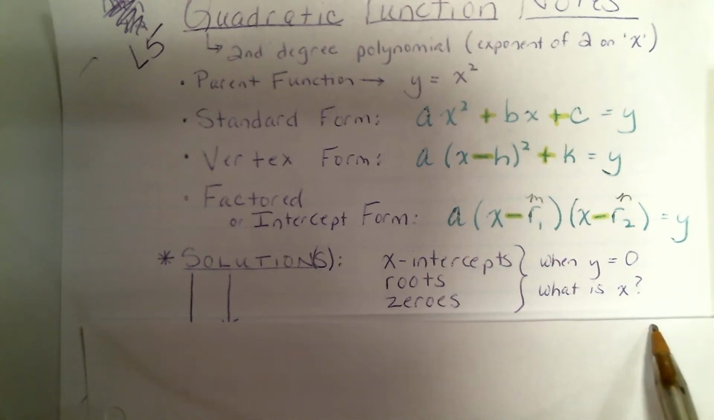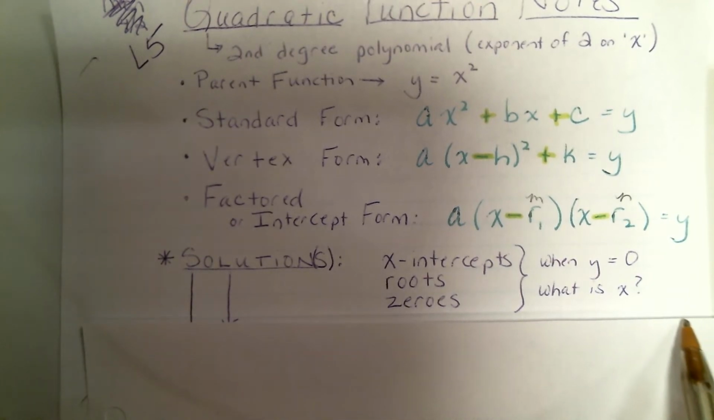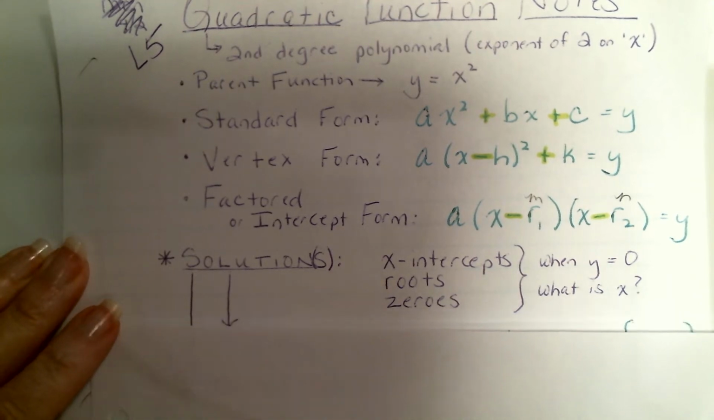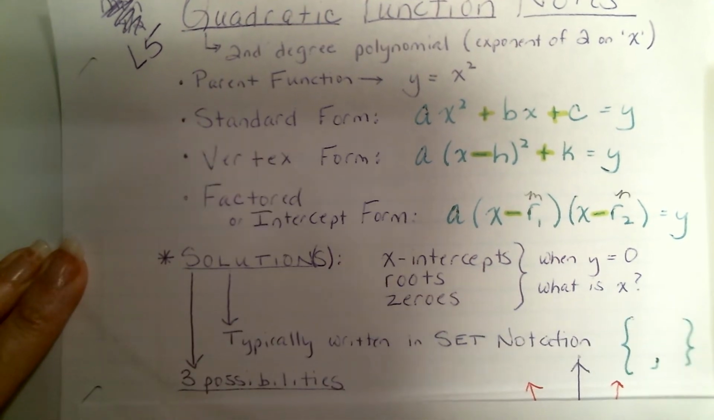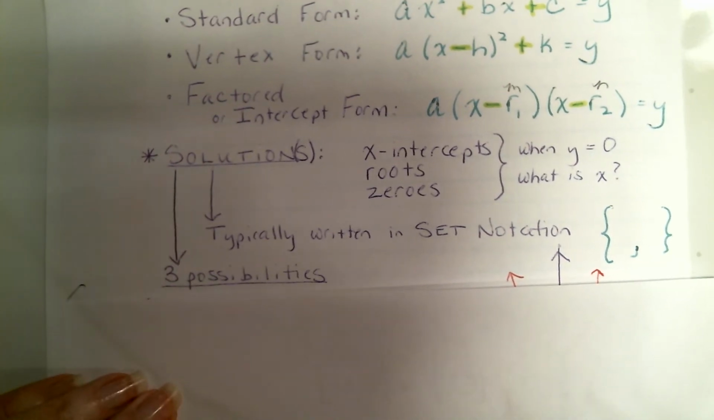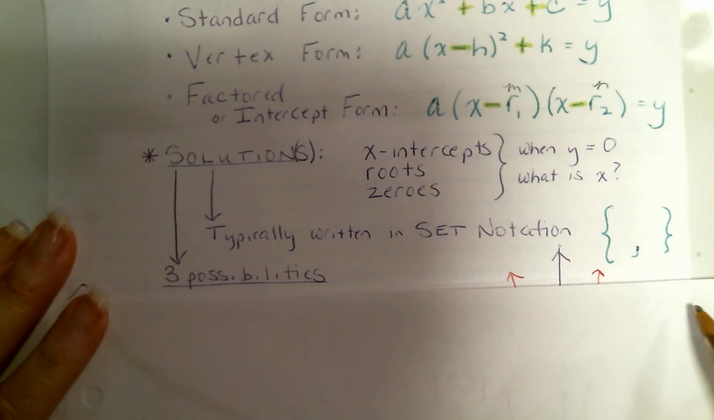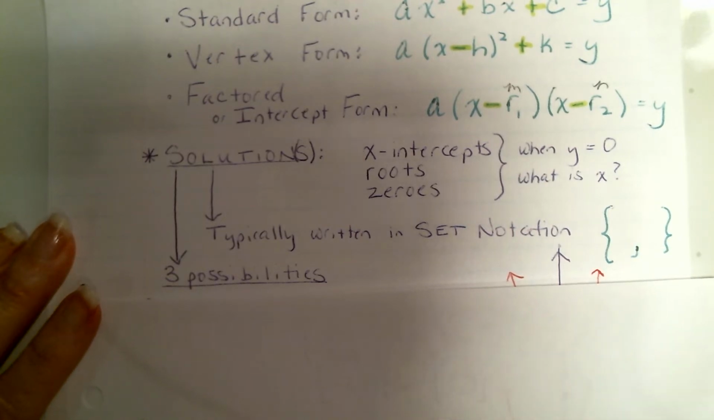So if you think briefly about it, there are 3 types of solutions. Maybe if you think about how these would look when they were graphed. By the way, set notation. Remember we did that for a while. Just put it in braces.